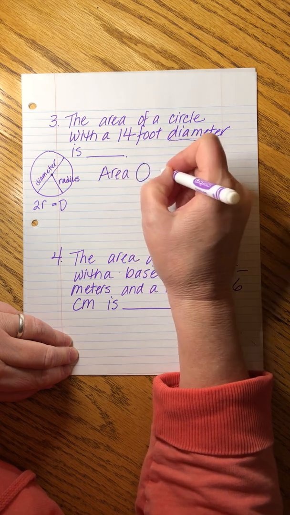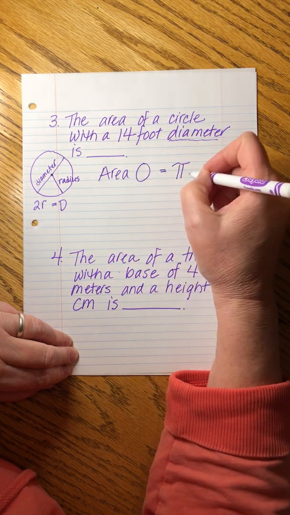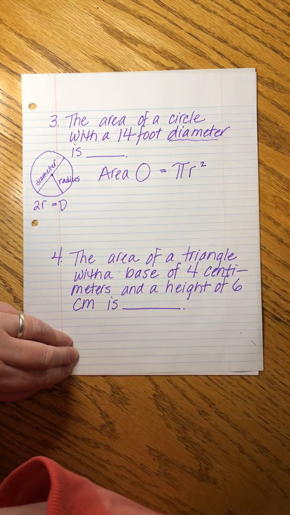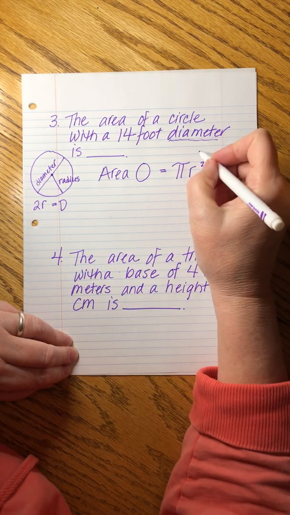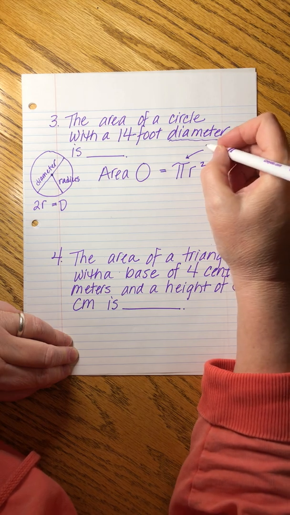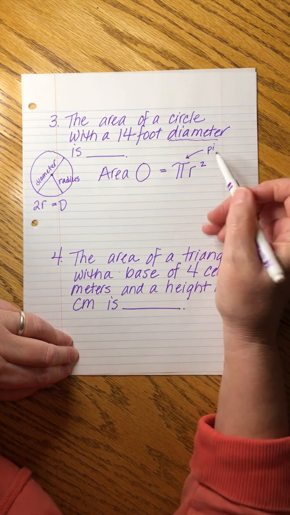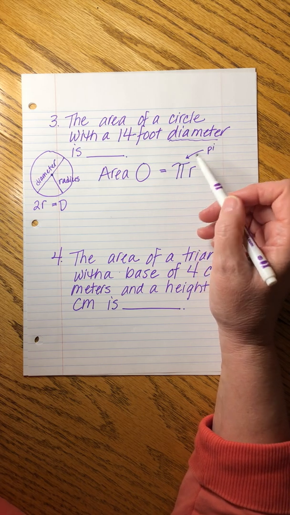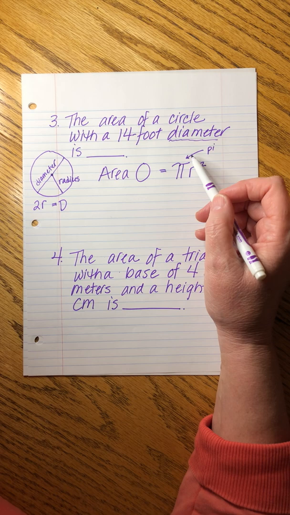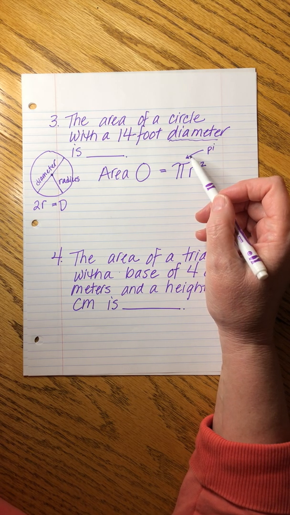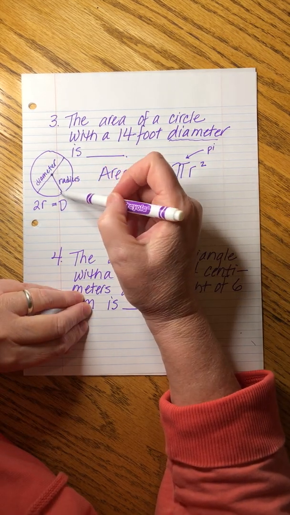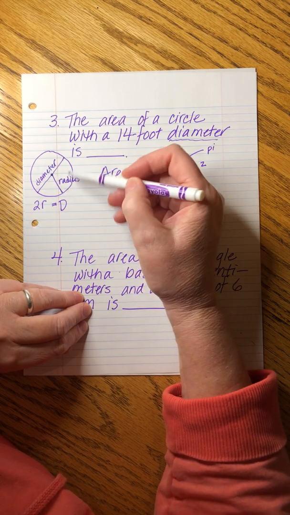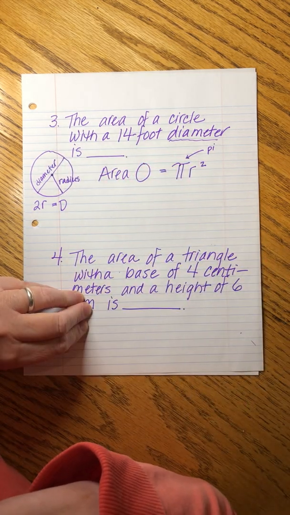Area of a circle equals, ready, pi r squared. Okay, pi is a special number that the Greeks found, and they named it after one of the letters in their alphabet. That's why we call it pi, and that's why we make this symbol. And what they noticed is that in every single circle, no matter how big or how small, there's a relationship between the length of that radius and the area of the circle.